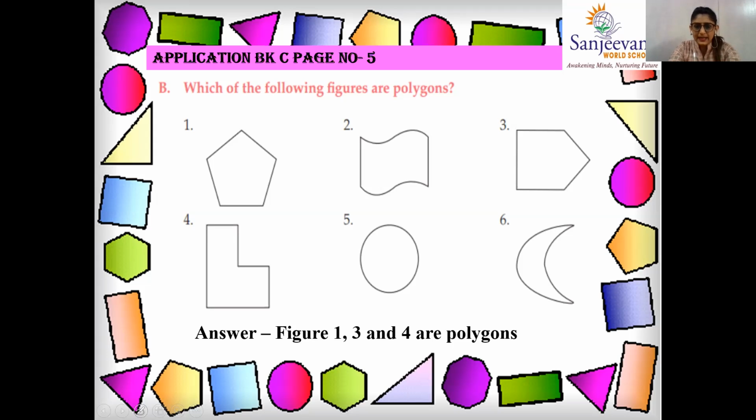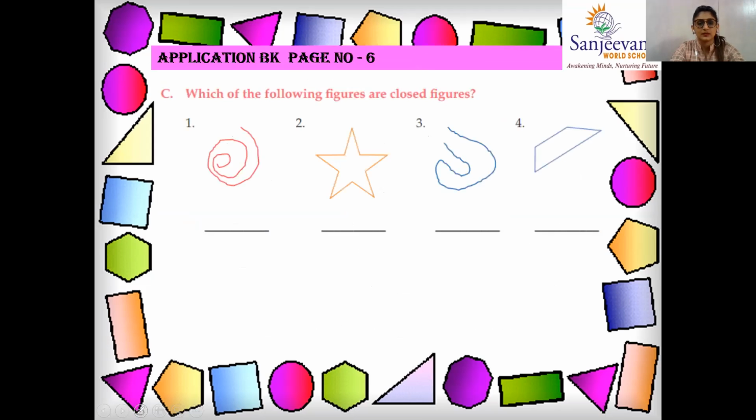Why not second, fifth and sixth? Because they don't have straight lines. Figure 1, figure 3 and figure 4 have three or more than three sides, so they become polygons, and they also have straight lines. Now question number C. Which of the following figures are closed figures? This is something very, very easy. The star over here, the second one, is a closed figure, and the fourth one over there, a polygon, is a closed figure.